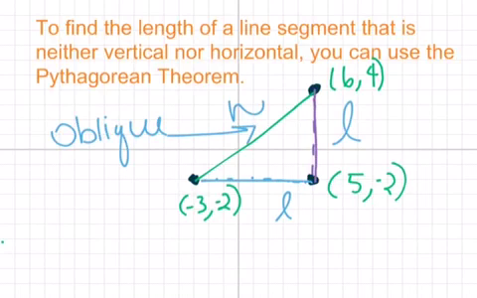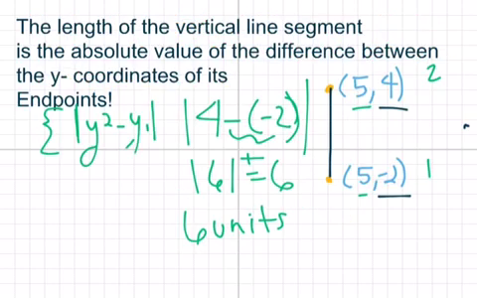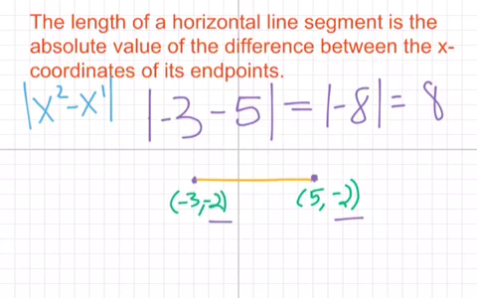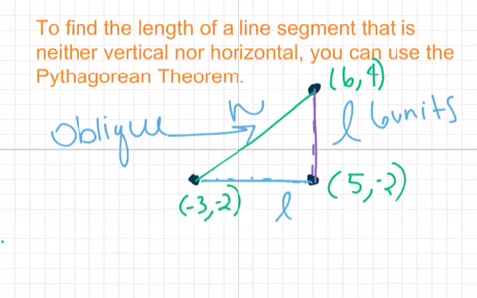Oblique segment right there. Okay. So now we need to find the lengths of the triangle's legs, which we already have. We know that our vertical line is 6 units. We already found that, 6 units for this leg. Then our horizontal line was 8 units.